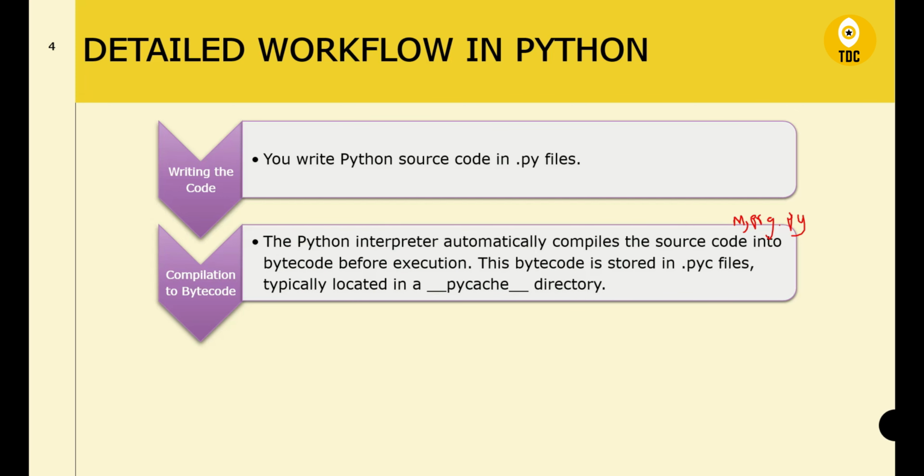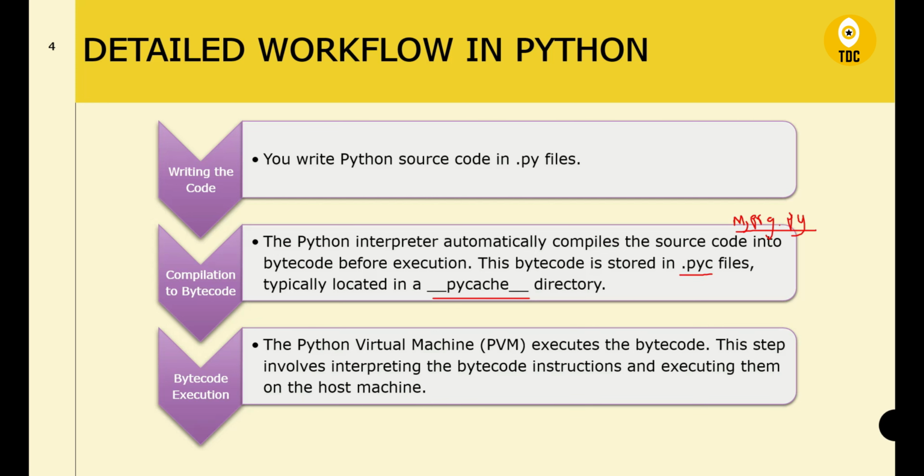Once you execute this .py file, your compilation starts. The Python interpreter automatically compiles the code into a bytecode before the execution. This bytecode is stored as a .pyc file. Where is it exactly located? If you have installed Python, we will show it in the next practical sessions, but in the Python directory, wherever you have installed, there will be a __pycache__ directory, where all your .pyc files will be stored. If you go and read that file, it will not be readable, because it's a machine level language.